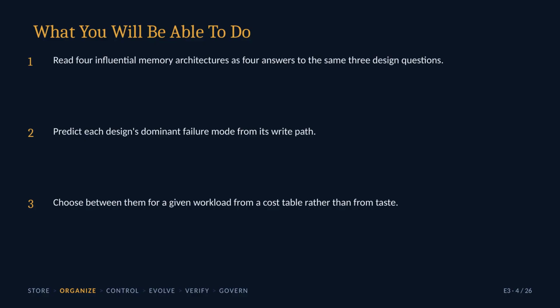3 objectives. Read 4 influential architectures as 4 answers to the same 3 questions. Predict each design's dominant failure mode from its write path, not from its benchmark scores, because the write path is visible before you run anything. And choose between them for a given workload from a cost table rather than from taste. That last one gets empirical support near the end of the episode, and the support is stronger than I expected when I planned this series.